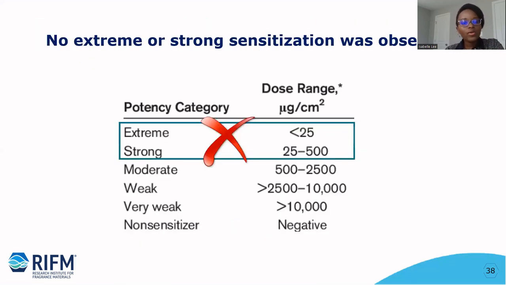And overall, what we observed was that we didn't have any strong or extreme sensitization from the saturated or unsaturated materials tested. So these would have the potencies in these categories here. What we observed was that most of them were in the non-sensitizer, very weak and weak ranges. And then I'm going to also talk about those that were predicted to be moderate, which we also came up with a rule for.